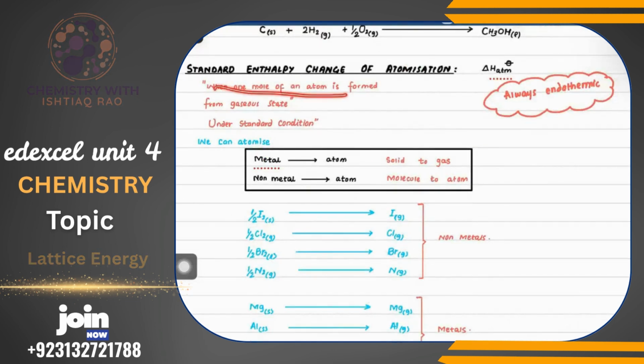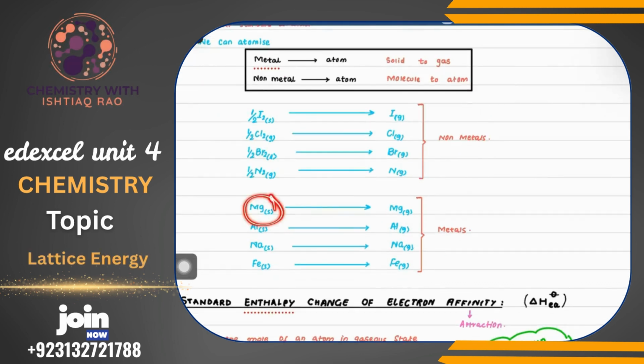When 1 mole of an atom is formed from the gaseous state. Okay. So this is one, this is one, this is one. Let's say if this is metal, this is solid at room temperature. So from solid to gas is atomization.